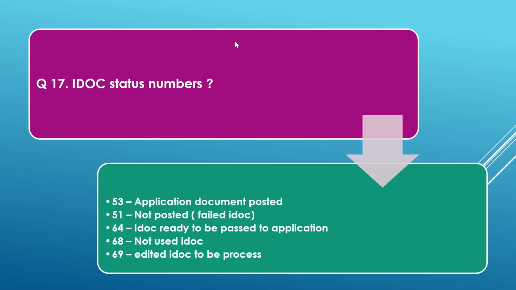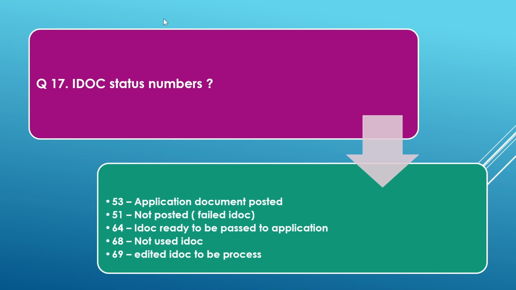Next question 17. Tell me some IDOC status numbers you know. Status 53 is application document successfully posted. For 51, application document not posted, which means failed IDOCs. If the status number is 64, then the IDOC is ready to be passed to application.